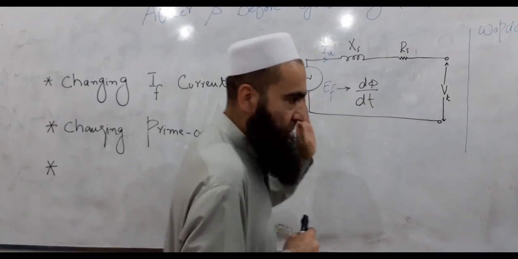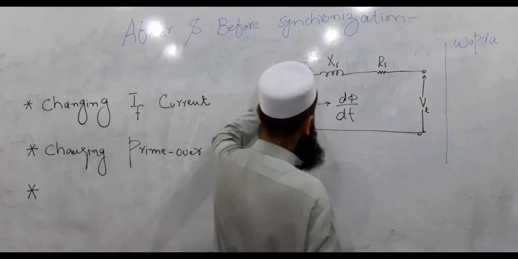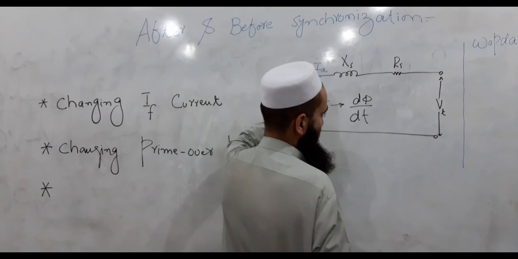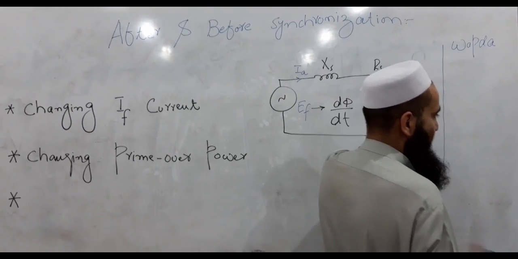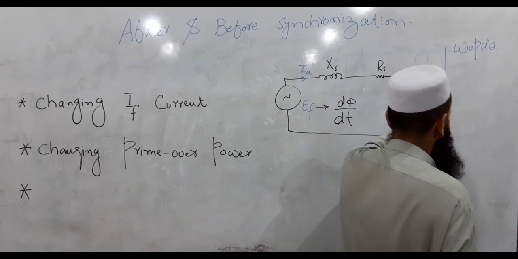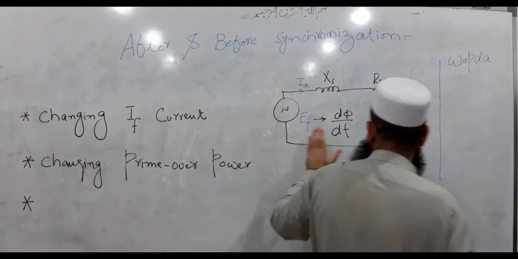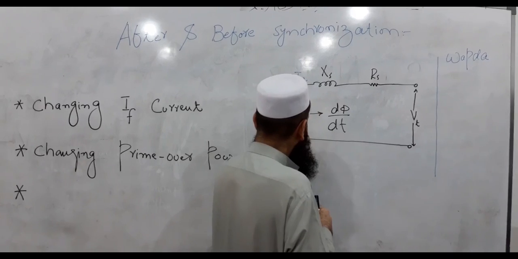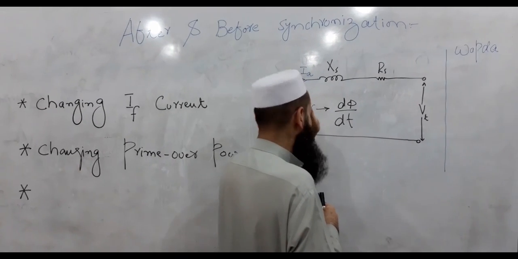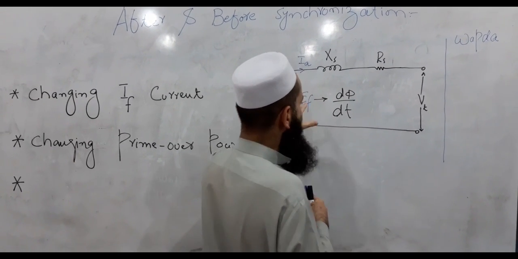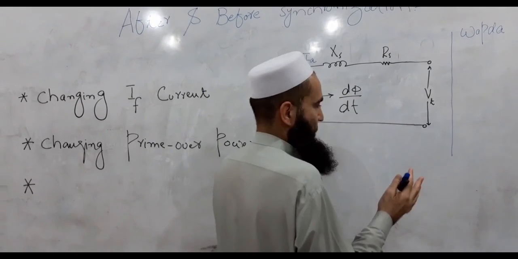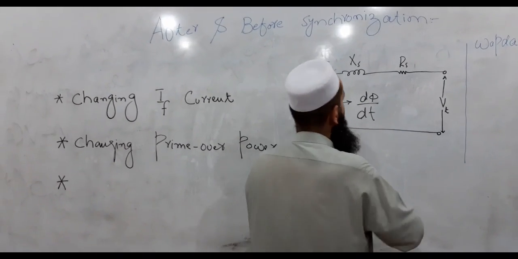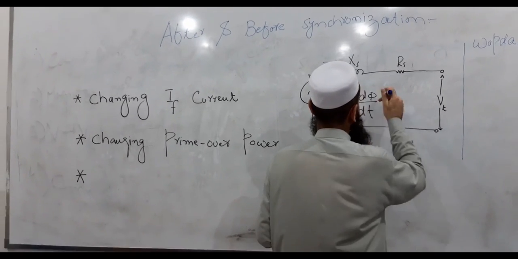Before synchronization, if we vary the induced EMF, we know that the terminal voltage will change. I will even show it to you, and we will demonstrate it to you. And the induced EMF can be changed either by changing the speed of the prime mover or by changing the flux, which is related with the field current.